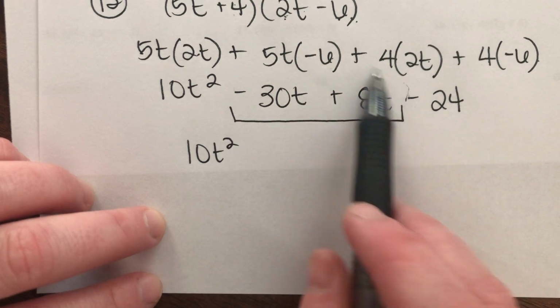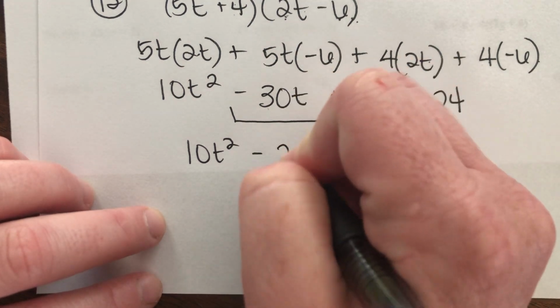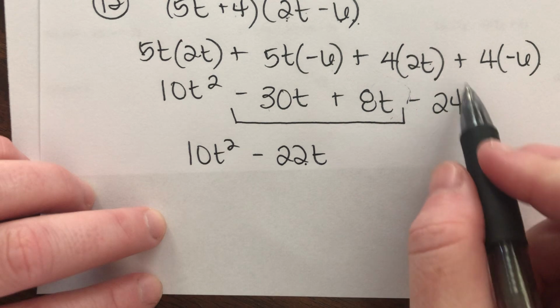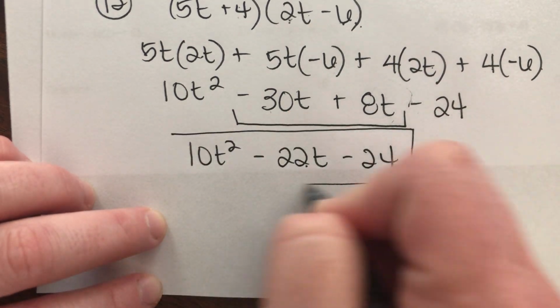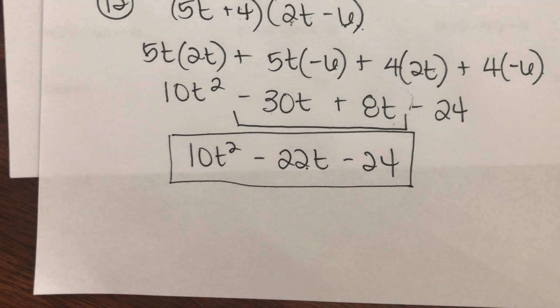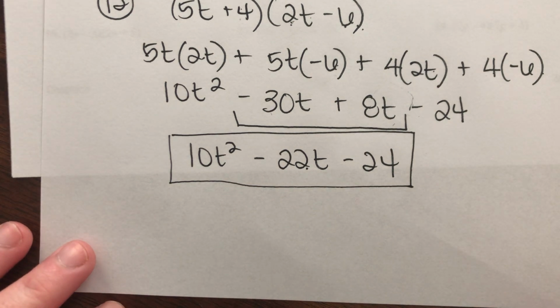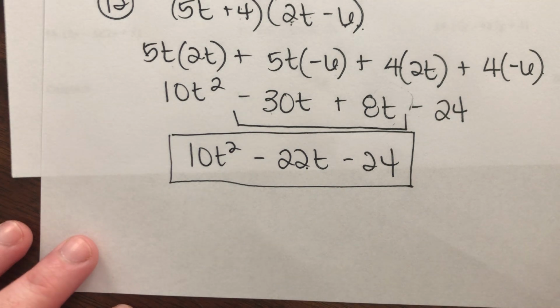But in the middle, I do have two terms that have a t. So I'm just going to combine them. Negative 30 plus 8 is negative 22t. So those become this, and then I still have this minus 24 on the end. Okay, hopefully that's making sense. I know I'm going quickly, but the rule is the same every single time. So you can use that first distributive property method, or you can use this first, outer, inner, last FOIL method.